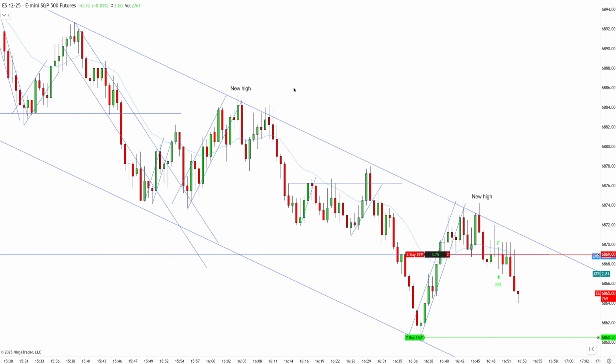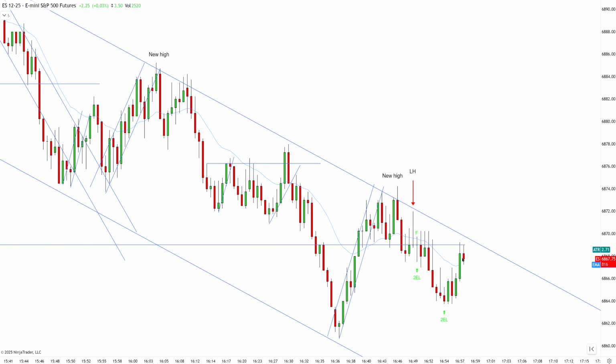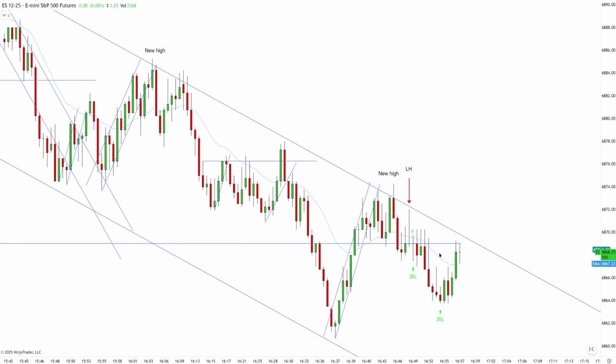Identify context, locate the key entry point, and wait for the price action pattern. This pattern was the lower high. Alright, traders, our runner got hit at break even. The majority was the scalp, the runner was just a bonus, and we didn't get the runner this time.